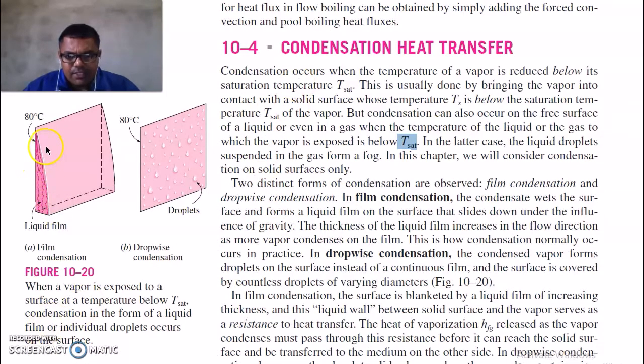Two distinct forms of condensation are observed: film-wise condensation and drop-wise condensation. In film-wise condensation, the condensate wets the surface and forms a liquid film on the surface that slides down under the influence of gravity. The thickness of this liquid film increases in the flow direction as more vapor condenses on the film. In dropwise condensation, the condensed vapor forms droplets on the surface instead of a continuous film, and the surface is covered by countless drops, and when the drops grow in size, they move downward under the influence of gravity.